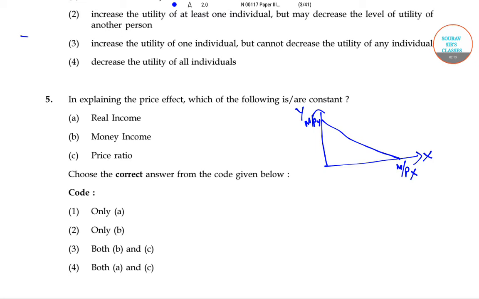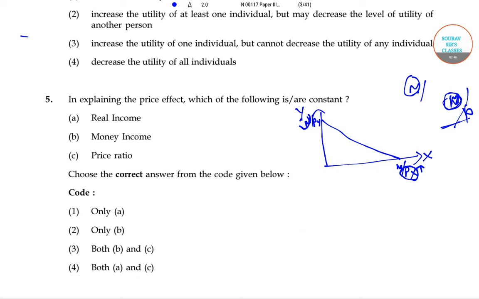Price effect basically means that when the price of one commodity changes, we see what happens to the budget line. Now when the price of one commodity changes, we take into consideration that the money income, which is M, is to be constant. M by P is real money income, so this is not constant. The capital M part, which is in the numerator, is assumed to be constant.